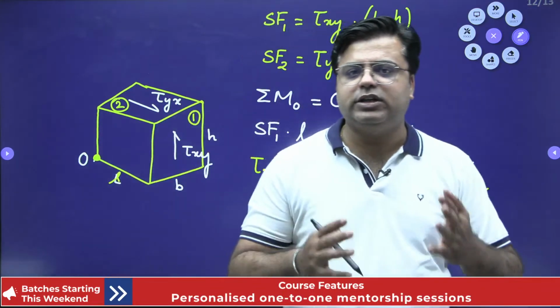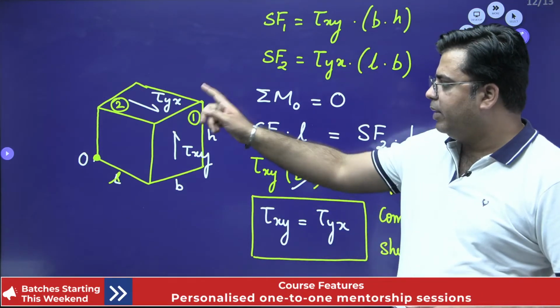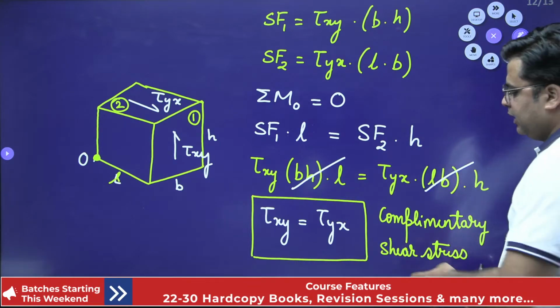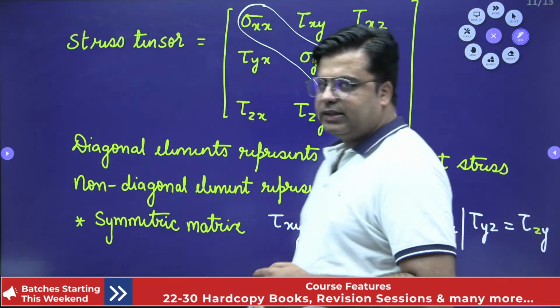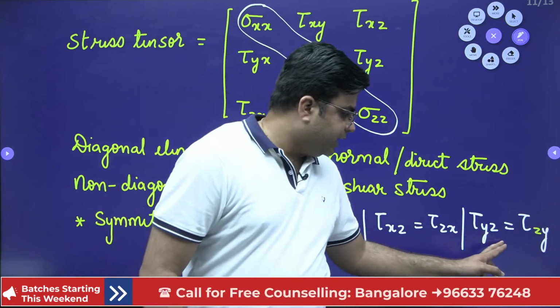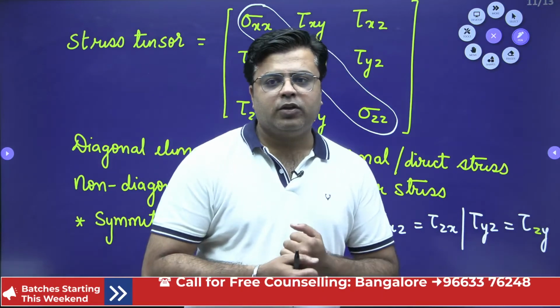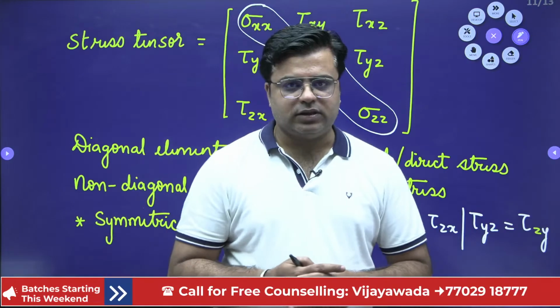Okay, so shear stresses always have a complementary shear stress. Since tau xy is equal to tau yx, the same thing you can do for tau xz equal to tau zx and tau yz equal to tau zy, right? So this is all about your stress tensor, and this is how you represent the stresses.